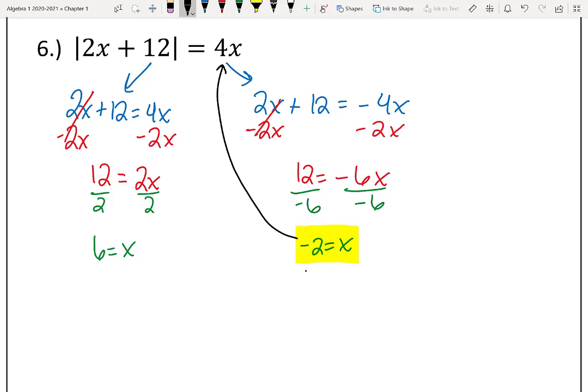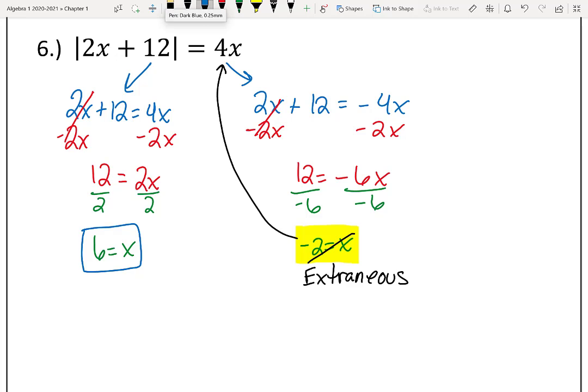And this is the one that gives us that extraneous solution. It is an extraneous solution. So -2 is not an actual solution to our equation, because when I plug it back in, it gives me an absolute value equal to a negative number. So the only actual solution to this problem is +6.